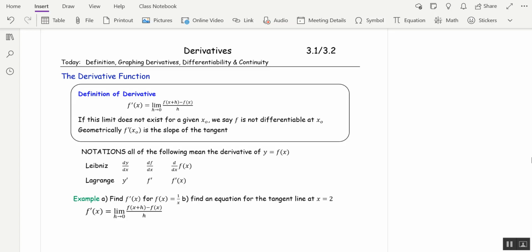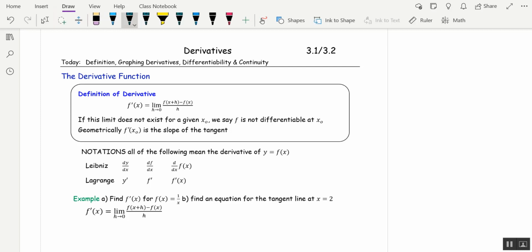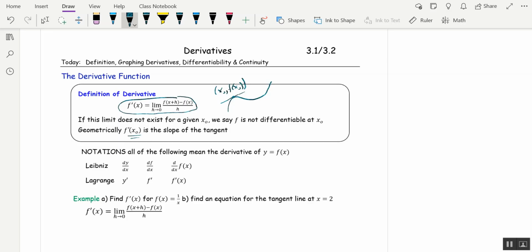Welcome to derivatives. The derivative of a function is the limit as h goes to 0 of the difference quotient. Now, geometrically, that is the slope of the tangent line. So if this is the point x naught, f of x naught, then f prime of x naught is the slope of the tangent line at that point.